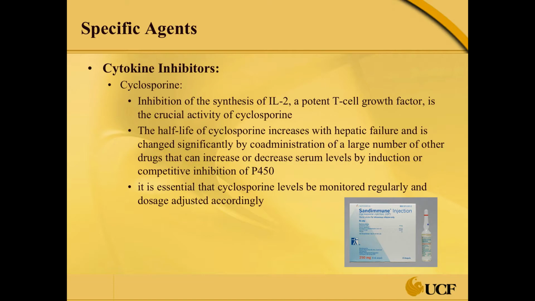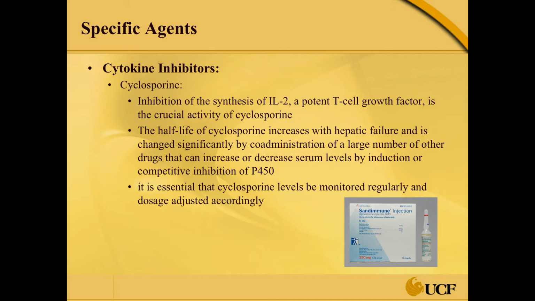Okay, cytokine inhibitors. So this is another class of drug that we use. And like the corticosteroids, these also inhibit synthesis of interleukin-2. And interleukin-2 is a potent T cell growth factor, and it's crucial in terms of the activity of the drug in suppressing the immune response. So basically, shutting down T cell growth factor is the mechanism of action of cyclosporine.